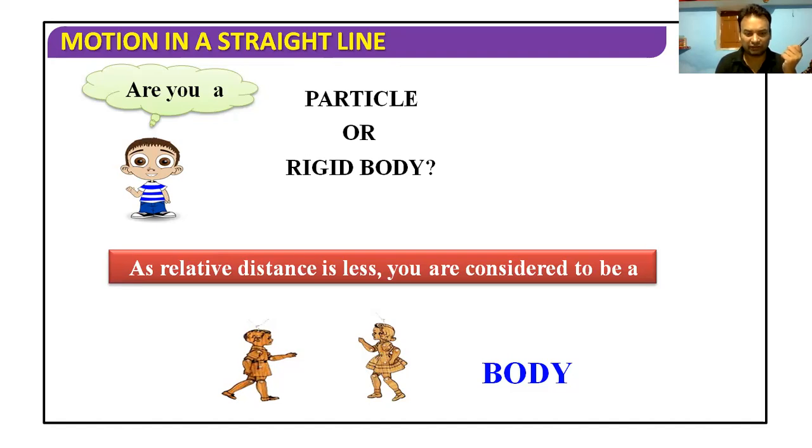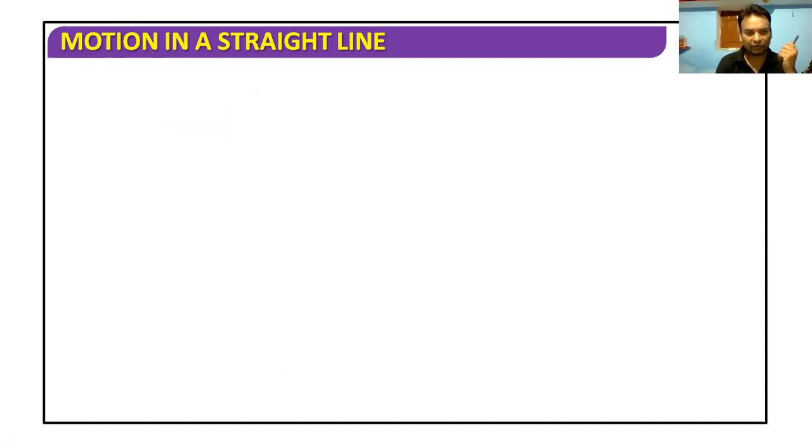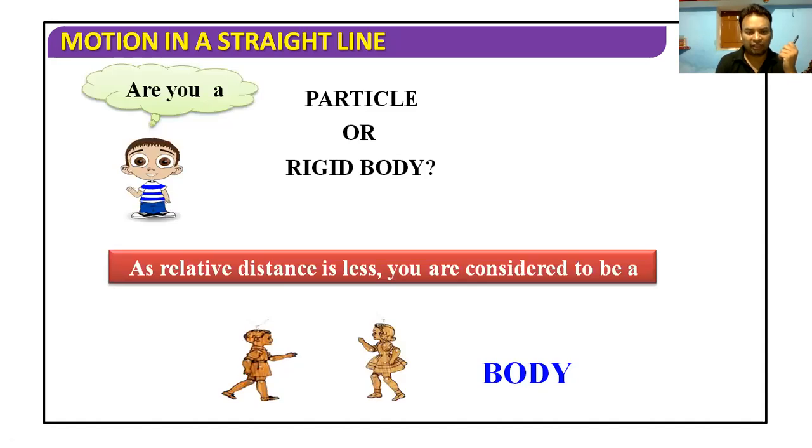So in that case, we will consider them as a body. But if the separation between these two students, these two children, is much greater than their size, say the size of the boy and girl is 5 feet, but the separation between them is 100 kilometers, 1000 kilometers, then they will treat each other like a particle. So particle or rigid body, they are relative terms.